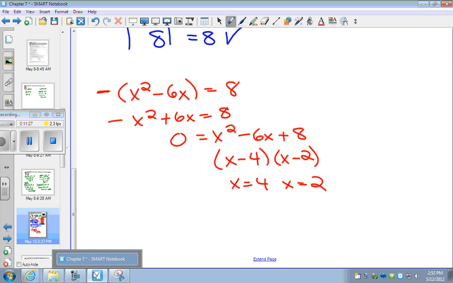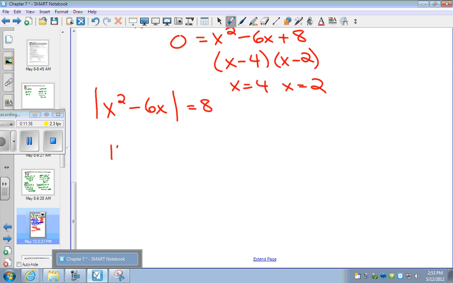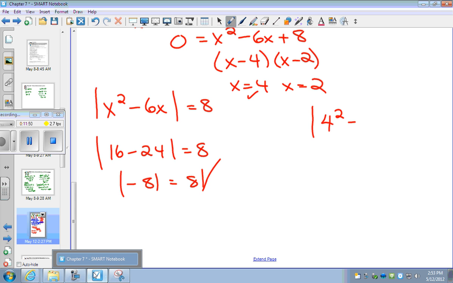Subbing back into the original equation, which was x squared minus 6x, absolute value, equals 8. Putting 4 in, we get 16 minus 24 equals 8. So we have the absolute value of negative 8 equals 8. Yep, so that one's right. And let's quickly put 2 in. So we get 4 squared minus 12. Does that equal 8? Well, 16 minus 12. I did something wrong. 2 times 2 is 4, 6 times 2 is 12. 2 times 2 is 4, not 4 squared.